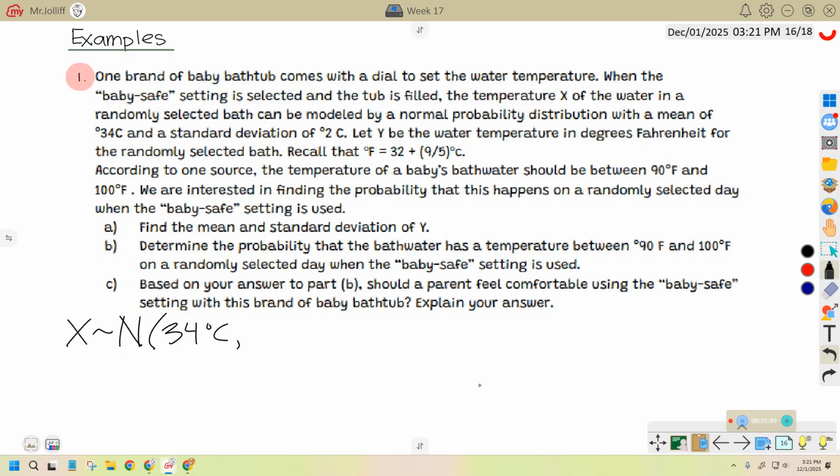Oh, come on, pen. I'm too tired for this. There we go. 2 degrees Celsius. There we go.